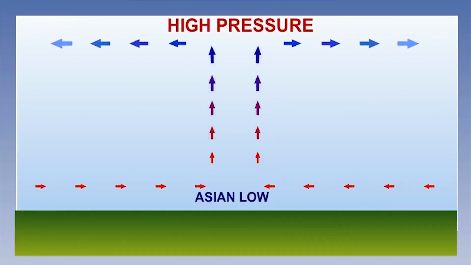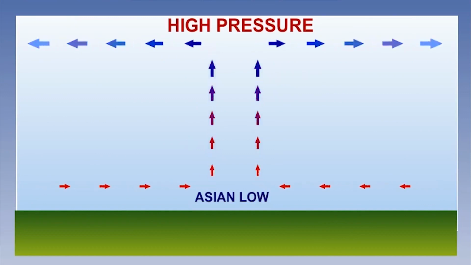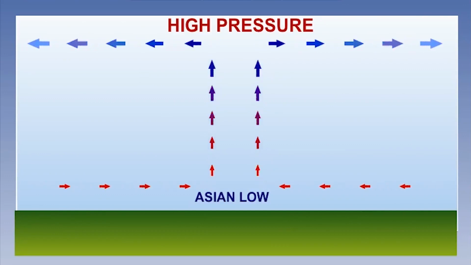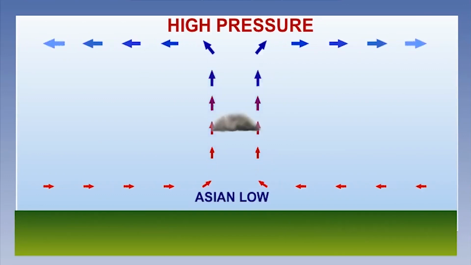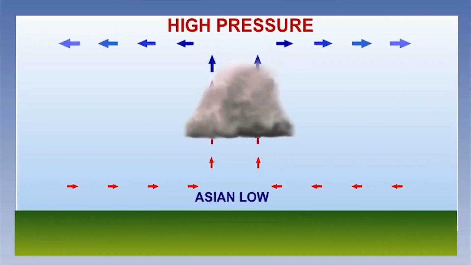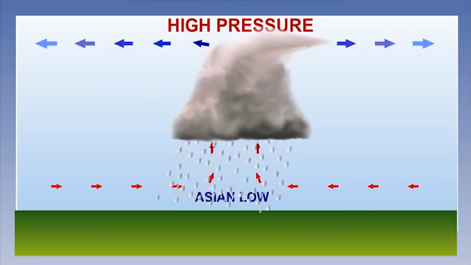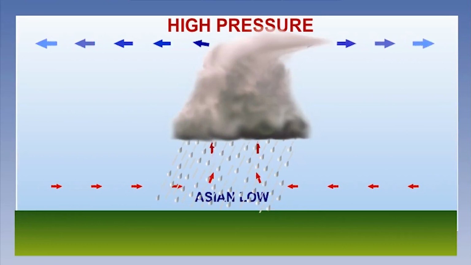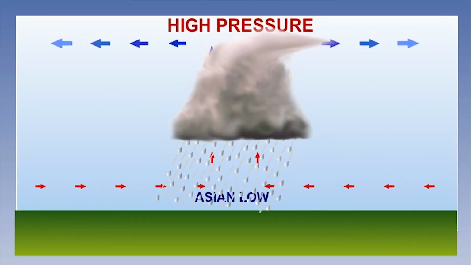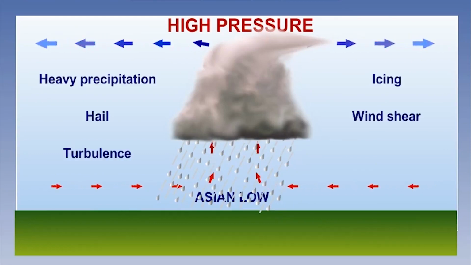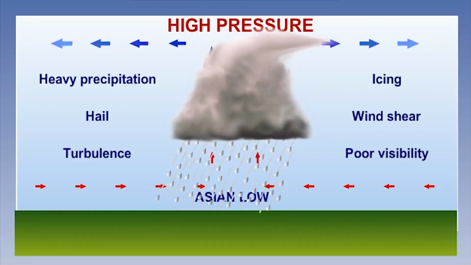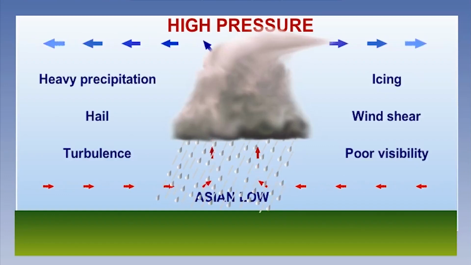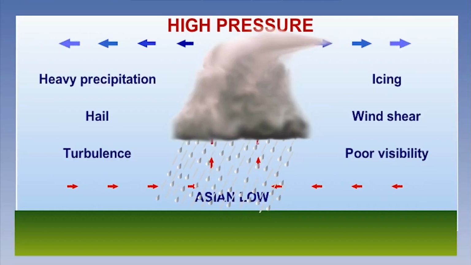The weather that's associated with these thermal lows can vary greatly, but the increased warming in the depression and the low-level convergence of wind can result in very active convection. Particularly in summer over land, cumulonimbus clouds and thunderstorms sometimes develop with heavy precipitation, possibly even hail, turbulence, icing, wind shear, and poor visibility, all causing significant hazards to aviation.